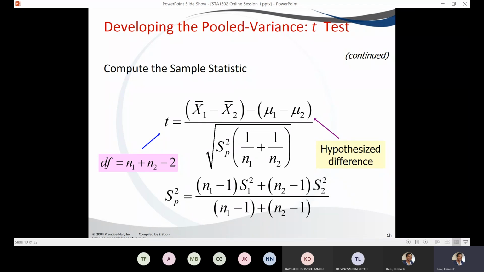Divide by the standard error, which is given by the pooled sample variance. Remember that variance, the long formula that we calculated, it's always good to calculate the pooled variance outside so that you just use that one value and substitute into the formula. So the standard error is the square root of the pooled variance times 1 over the sample size 1 plus 1 over the sample size 2.